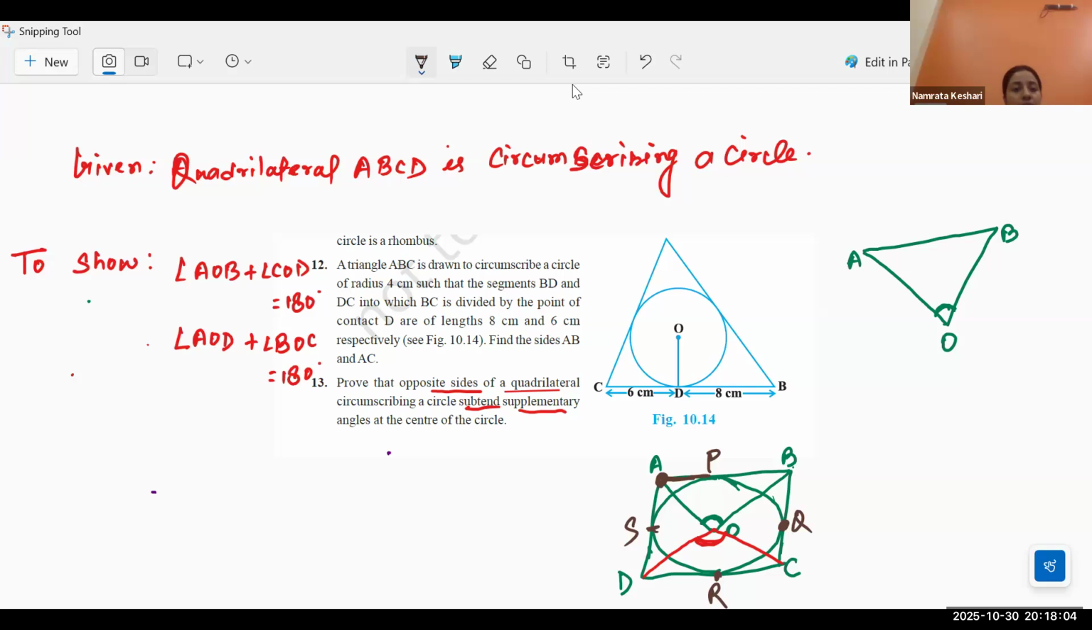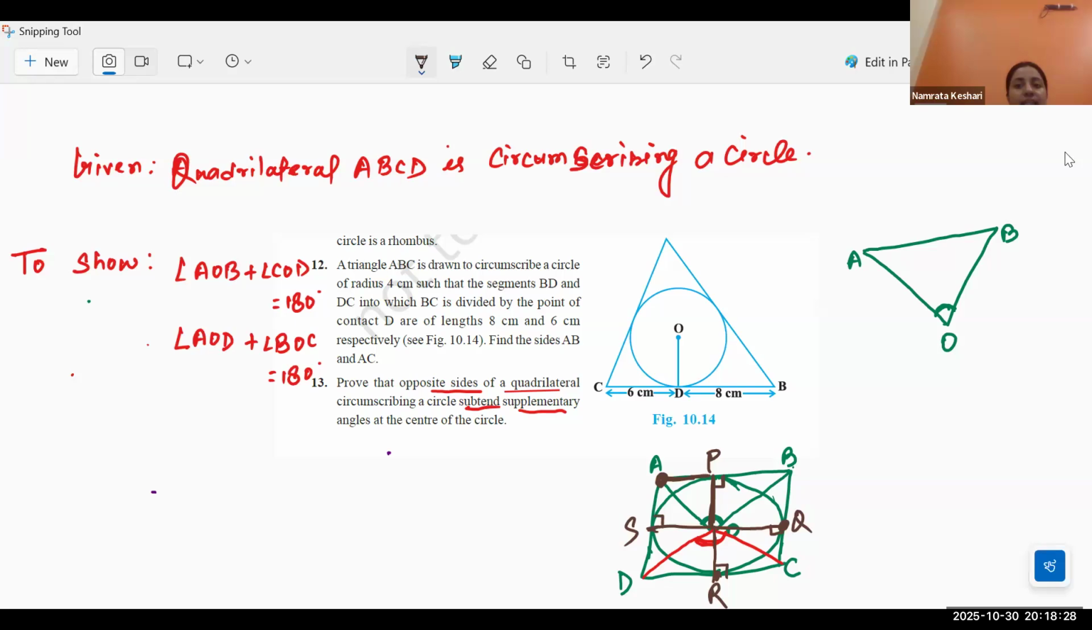Now what can be done? What we can do over here is join, drop the perpendicular. I am drawing the radius, the special radius which will be perpendicular at the point of contact. I am drawing it at P, the same I am doing for Q, the same for R, and the same for S.